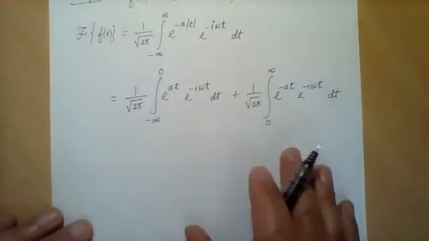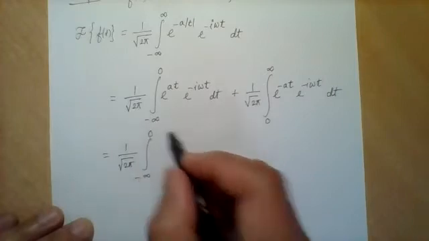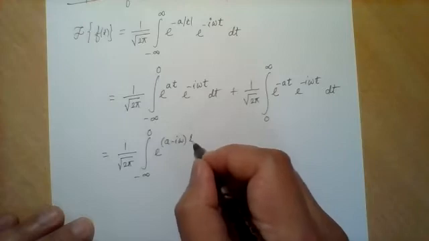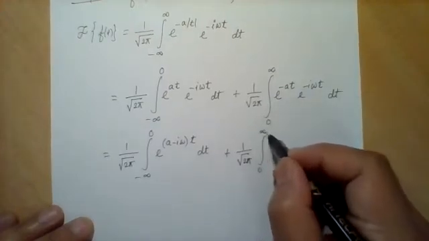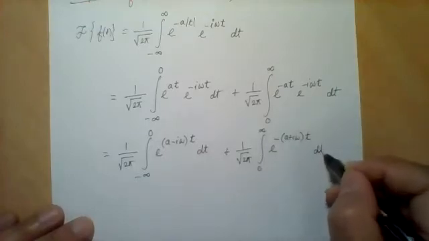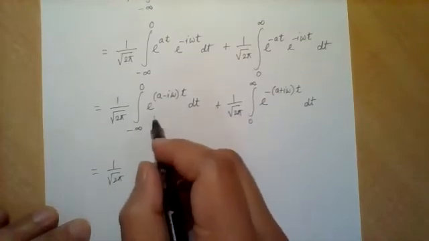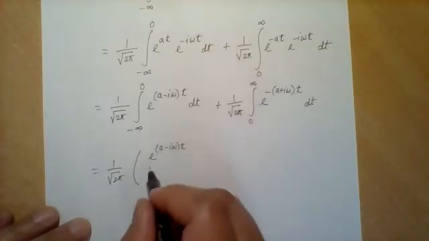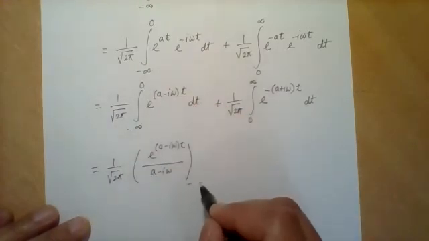Now we can easily perform this integration. This is 1 by root over twice pi, integration from minus infinity to 0. Now we can combine these two. So this is e to the power a minus i omega times t dt, plus 1 by root 2 pi integration from 0 to infinity, e to the power minus a plus i omega times t dt. Now this integral is simply equal to e to the power a minus i omega t divided by the coefficient of t, that is a minus i omega. And we insert the limits from minus infinity to 0.